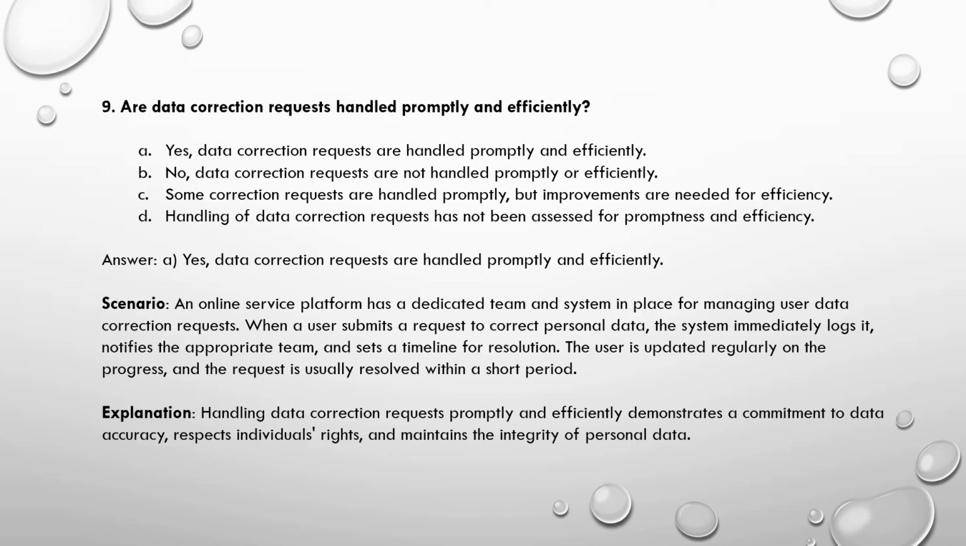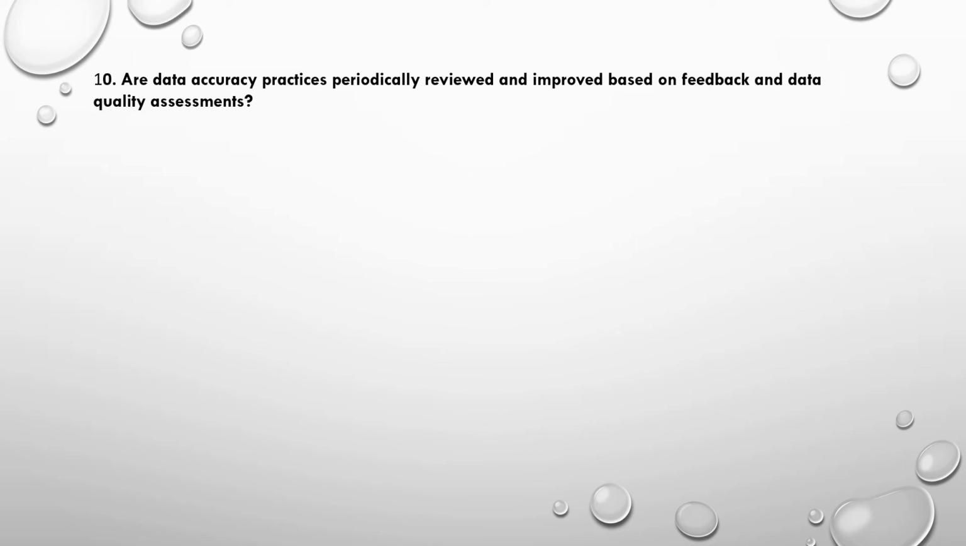Right? Next, the final question in this assessment. Are data accuracy practices periodically reviewed and improved based on feedback and data quality assessments? So this question is asking if an organization or entity is routinely checking and enhancing its methods and techniques used to ensure data accuracy. This routine check is based on two main inputs. Maybe a feedback. This could come from users, employees, stakeholders, or any party interacting with the data. Feedback can highlight any discrepancies, issues, or areas of improvement, right?